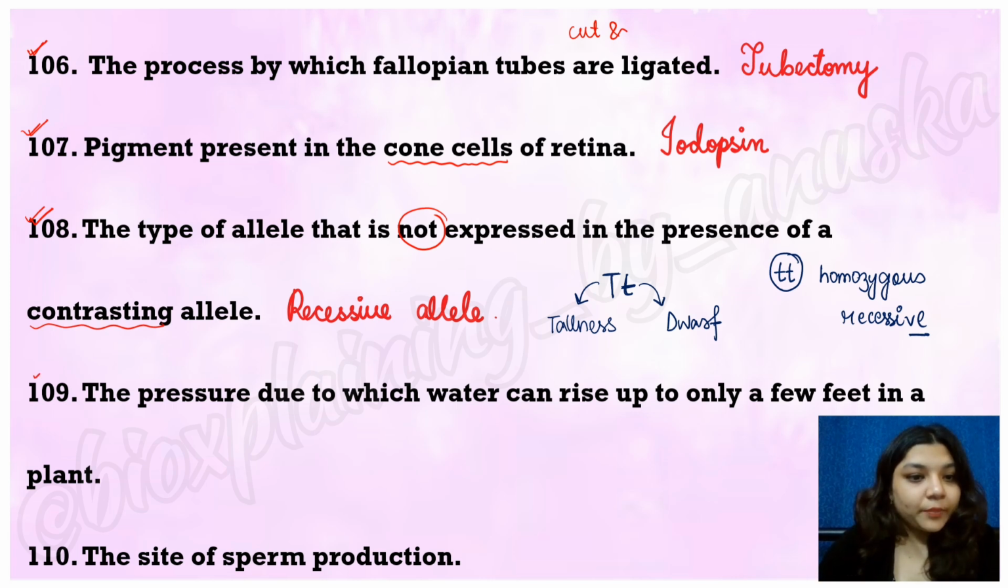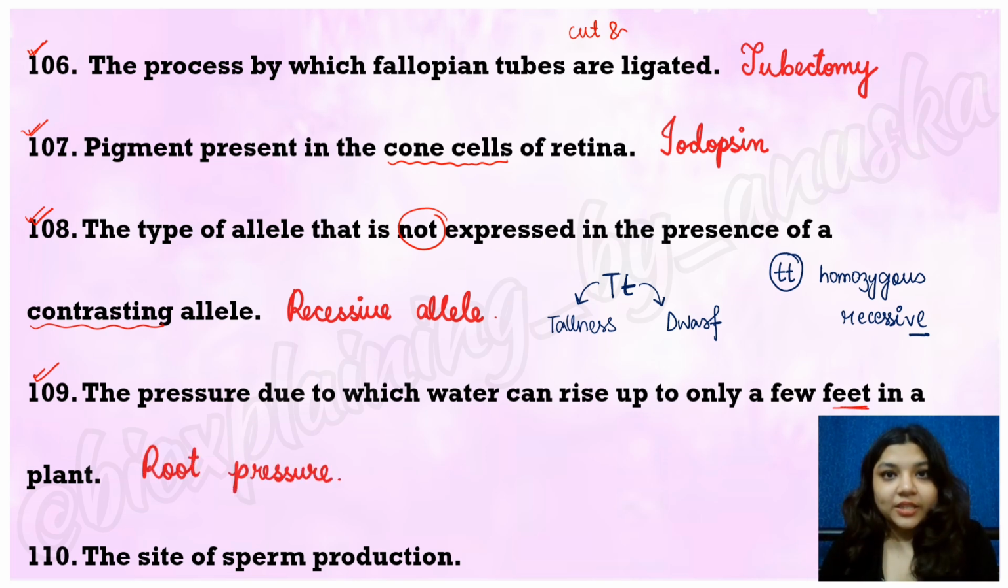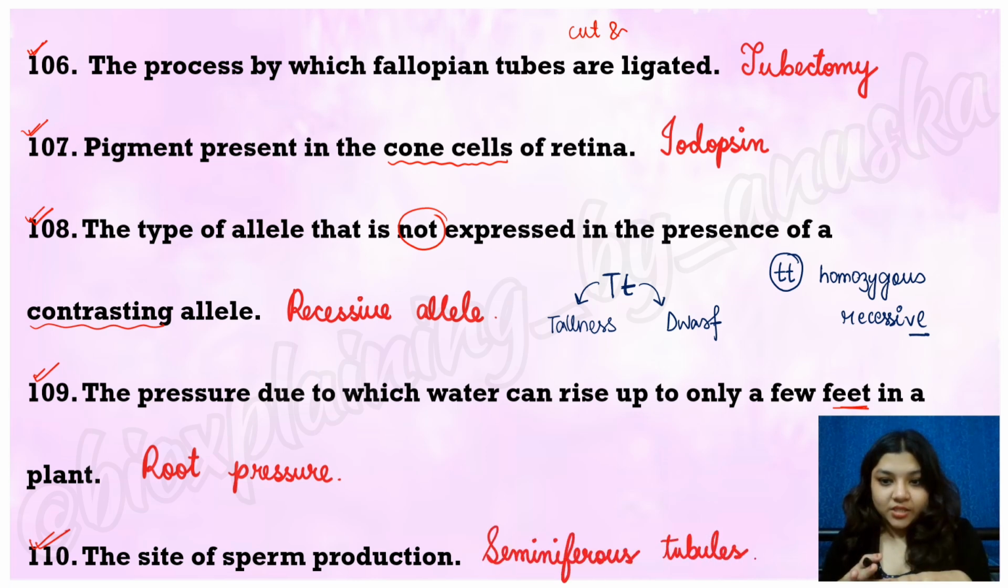Next, the pressure due to which water can rise up to only a few feet in a plant is the root pressure. That is the pressure with which the root pushes the water upwards to some distance. The site of sperm production is the seminiferous tubules that are present inside the lobules of the testis. The next set of questions are as follows.